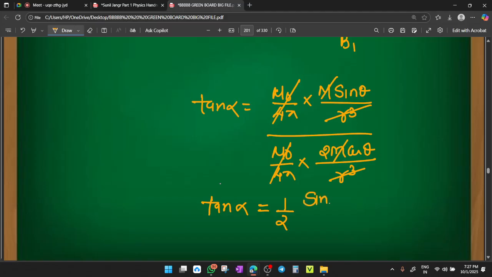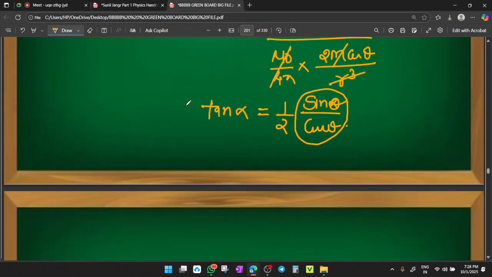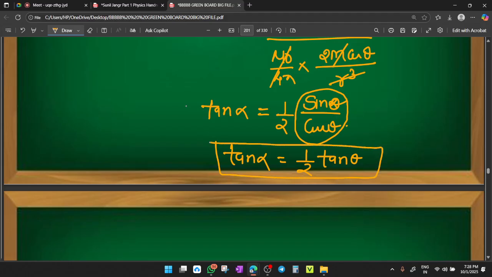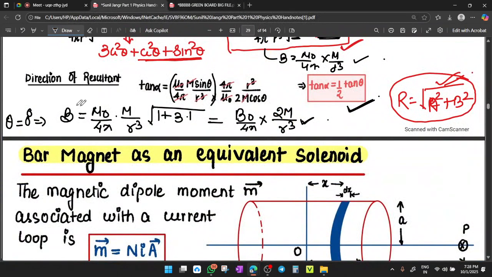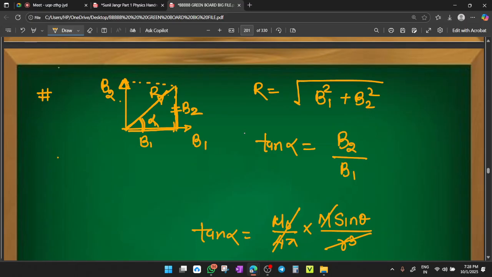Now tan alpha equals 1 by 2, with sine theta in the numerator and cos theta in the denominator. Sine upon cos theta is equal to tan theta. So 1 by 2 tan theta. Yes, exactly. So tan alpha equals 1 by 2 tan theta. So this is the direction of the resultant intensity. Make the topic heading direction of resultant. Clear? Okay, note it down.